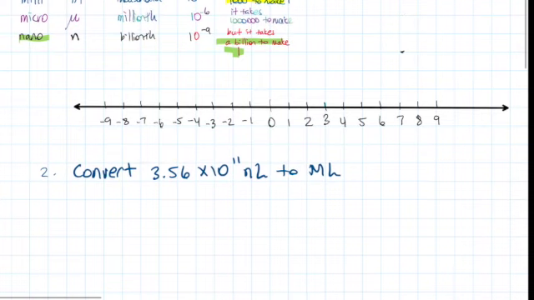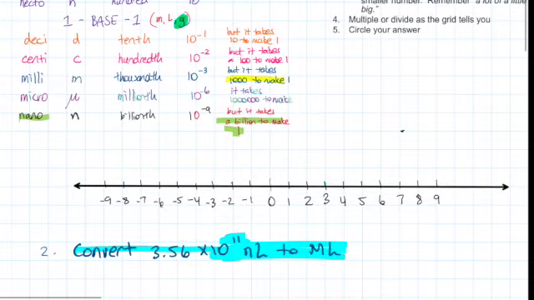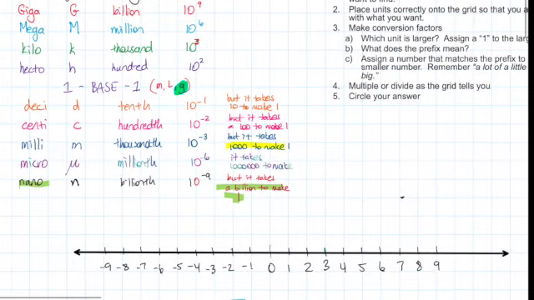All right, here's my next problem. This next problem says, convert 3.56 times 10 to the 11th nanoliters to megaliters. So we're going all the way from a billionth to a million. Okay, so let's look on our chart. Nanoliters to megaliters. So we're starting at 10 to the minus 9, and we're going all the way up to 10 to the 6.